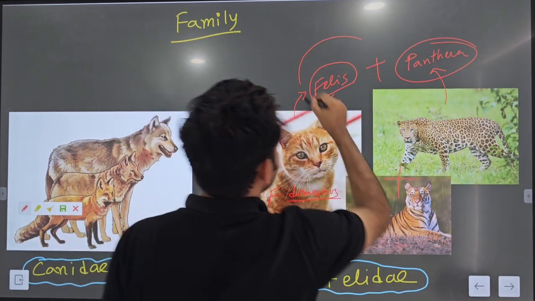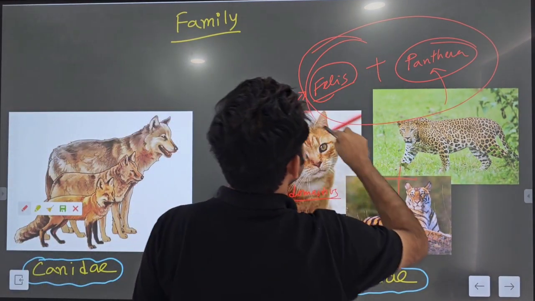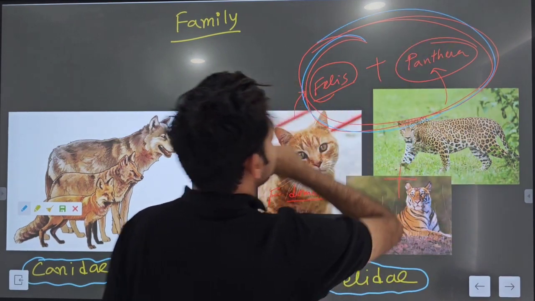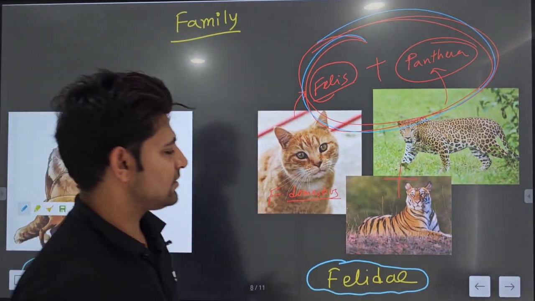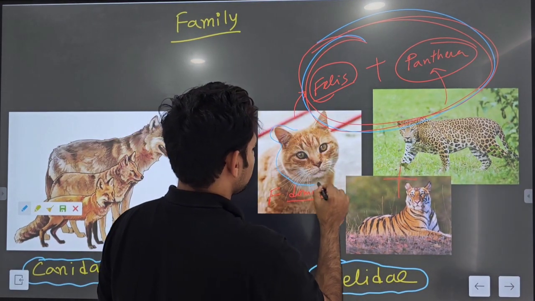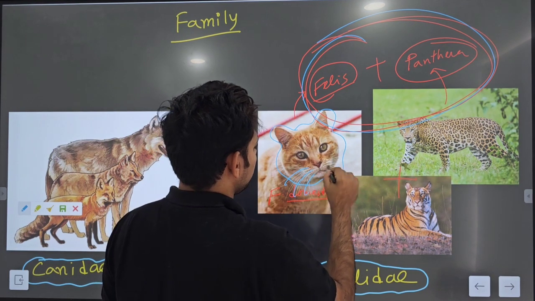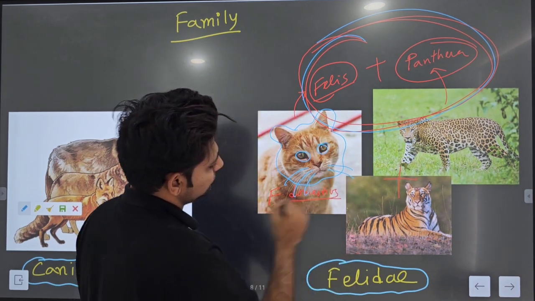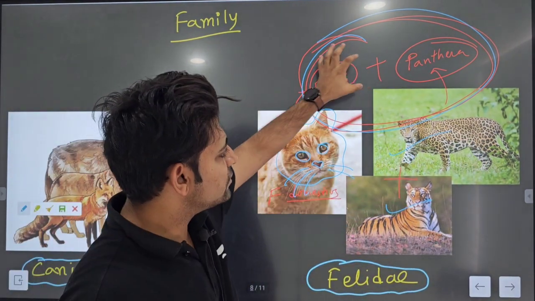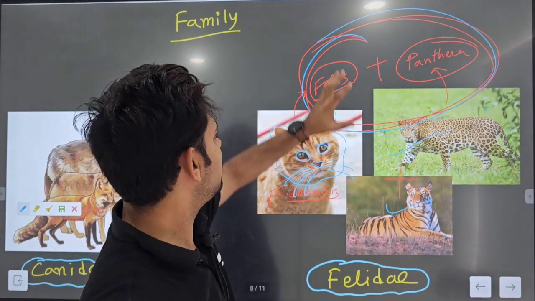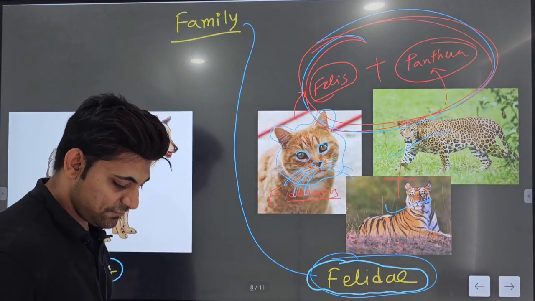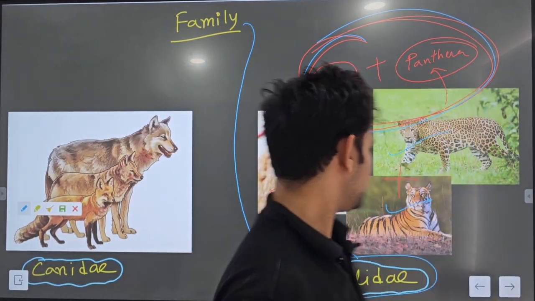Now, when you keep these two genus together, Felis and Panthera, somehow they will look similar to each other. This cute cat is like a miniature version of this tiger or this panther, right? So similarities are there. So these two genus can be kept under the same family, that is family Felidae.